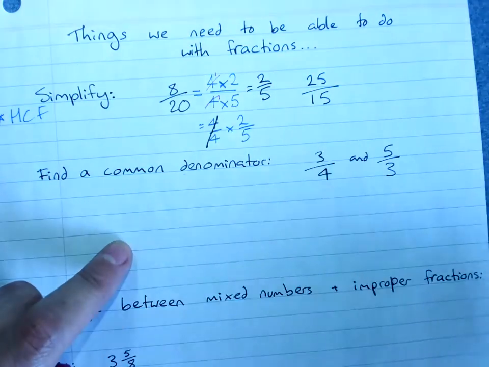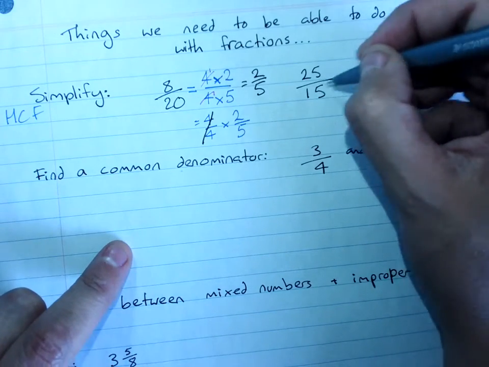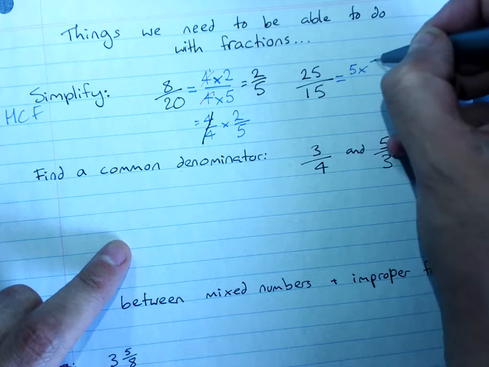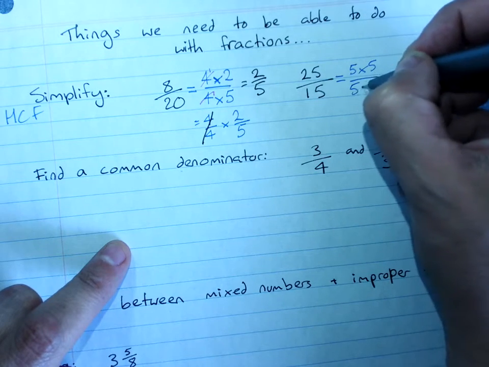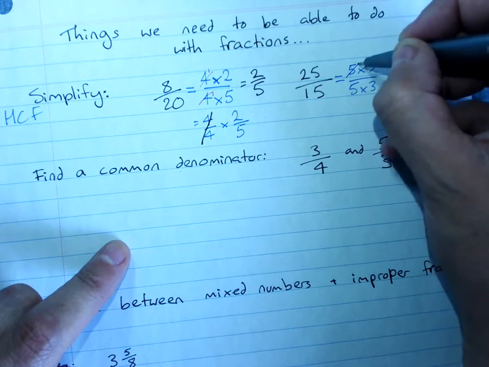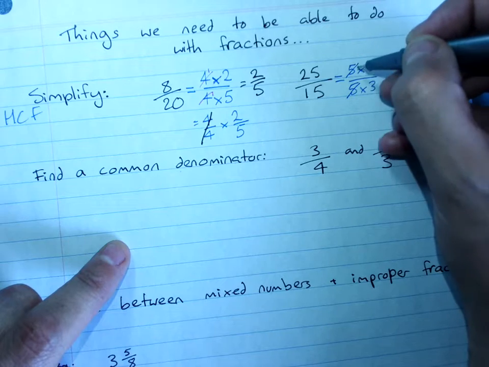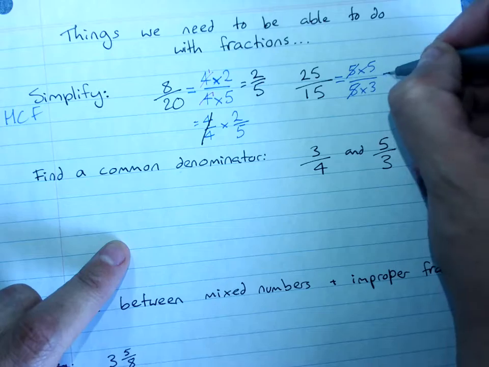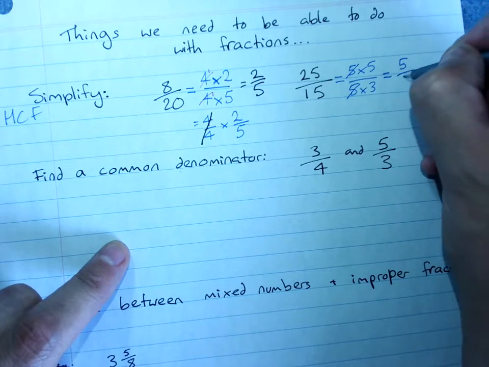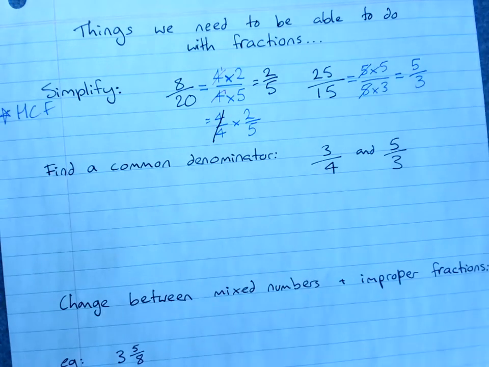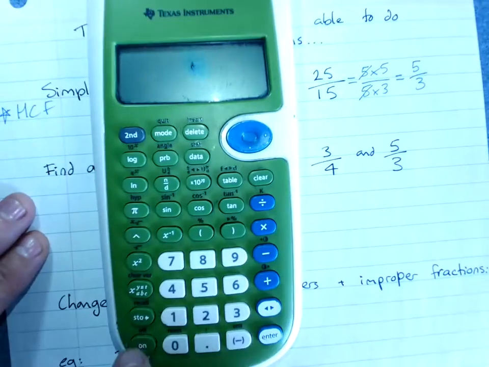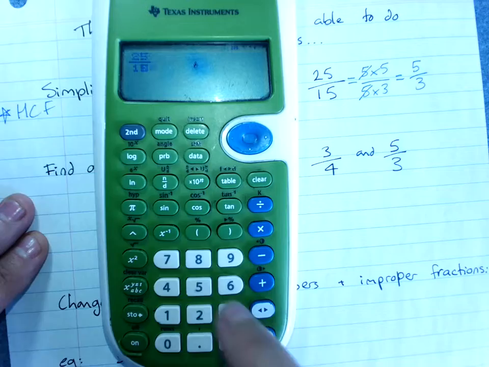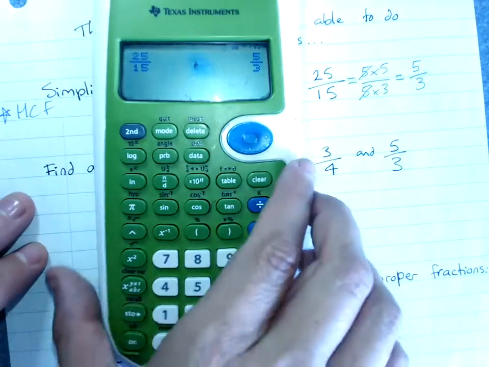So to simplify this one, 25 over 15, the HCF is 5. This is 5 times 5. This is 5 times 3. We cancel out the 5s, because I can divide the top and the bottom by 5 without actually changing its meaning, and I get 5 over 3. To check your simplification with your calculator, just use the fraction key. 25 over 15 equals 5 over 3.